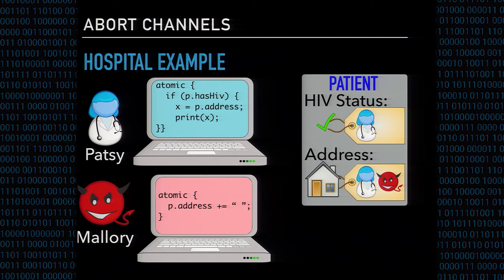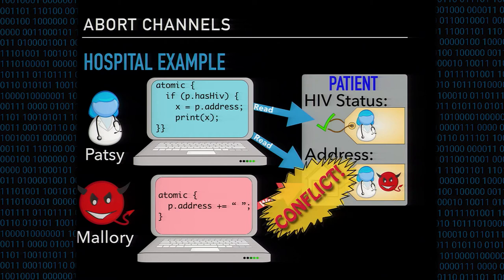And to be clear, we're talking about distributed transactions. So Patsy and Mallory's computers are involved in the transaction commit process. Patsy's transaction will read the patient's HIV status, and given that this patient does have HIV, it will go on to read the address. Meanwhile, Mallory's transaction attempts to write to the patient's address, and this creates a read-write conflict. The address that Patsy will read will be different depending upon whether or not her transaction is scheduled before or after Mallory's, and that means that the transactions can't be run concurrently. The way two-phase commit works, one of them will have to abort.